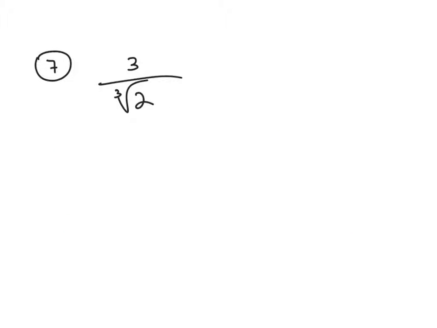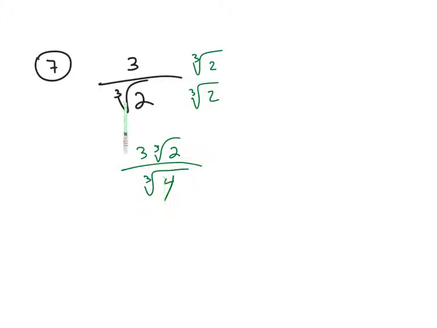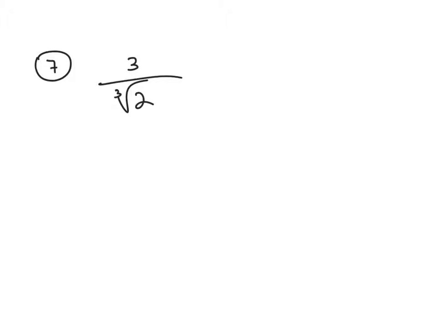Now, as you can see, I have a cubic root in my denominator, right? So if I only multiply times the cubic root right here, I'm going to have 3 cubic root of 2 divided by the cubic root of 4. So I did not cancel it out. And if I simplify this 2 and this 4, I'm going to get back here, right? So that means that I need to do something else here.